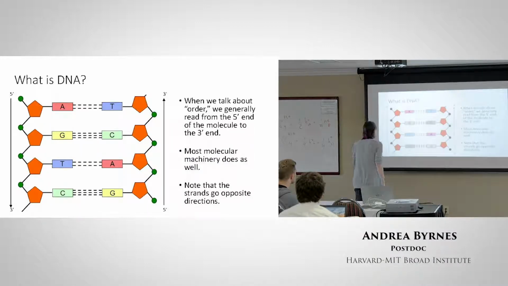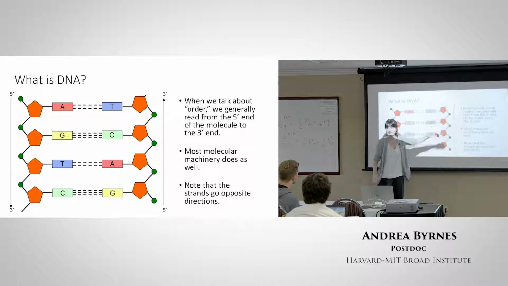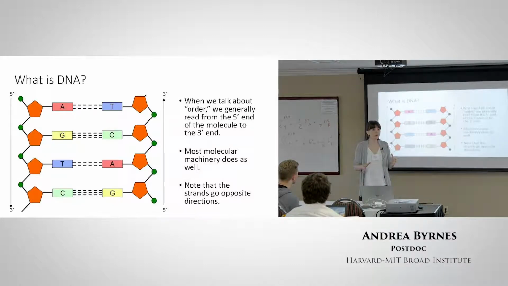These are directional, so the molecules are not symmetrical. And so we refer to one end of the DNA strand as the 5' end and one end as the 3' end. And you'll notice they go in opposite directions, right? So the 5' end of one strand is the 3' end of the other strand. And so this becomes important when we start talking about transcription and replication and a lot of the technologies that use this, because it does matter which direction we're reading.